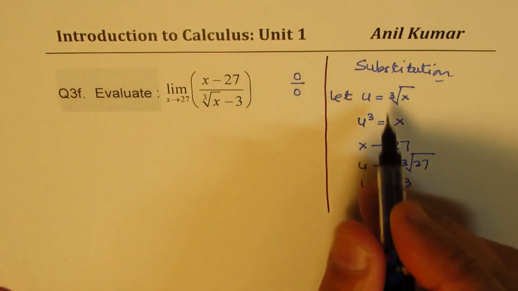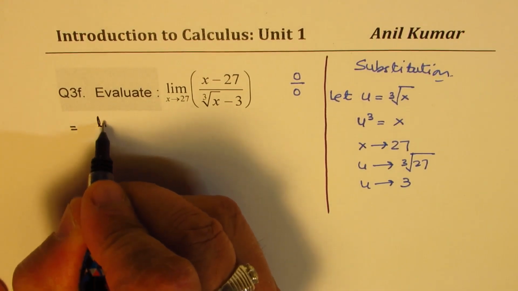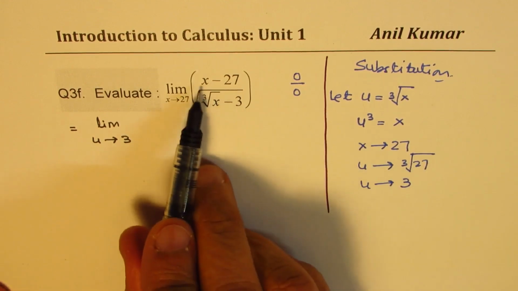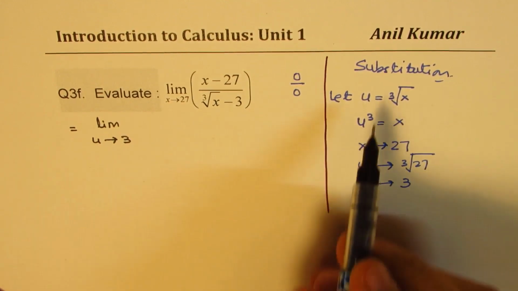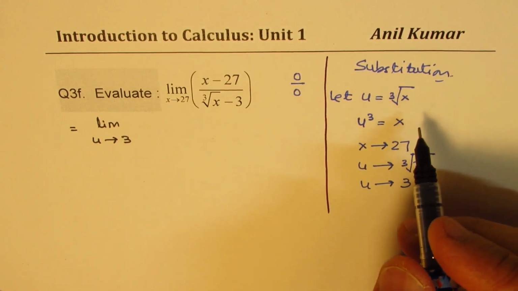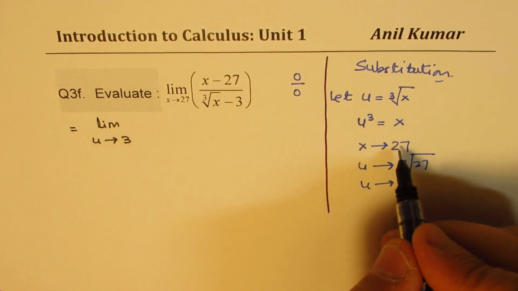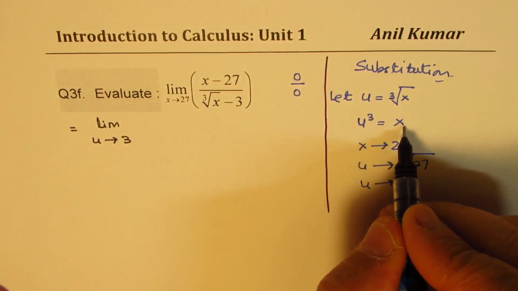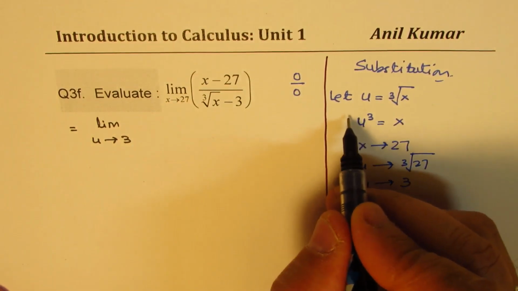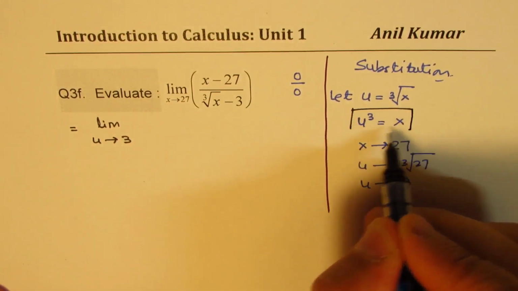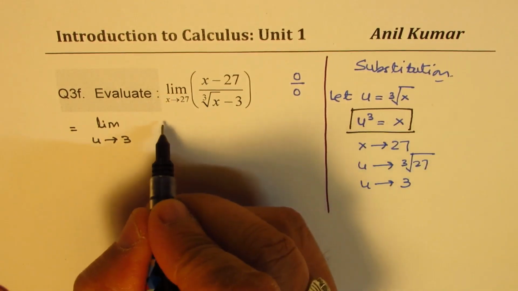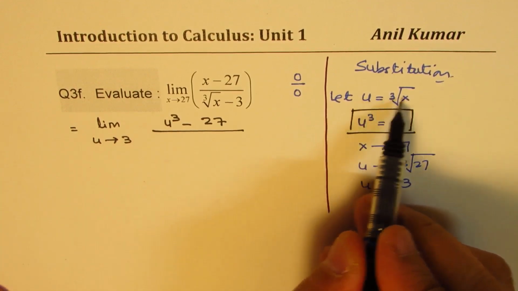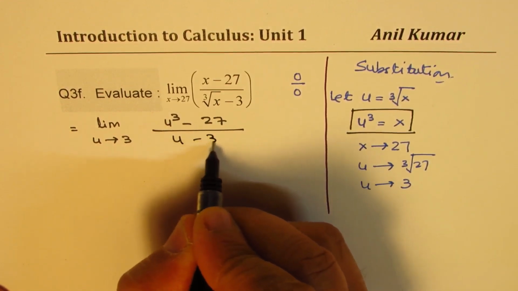So let's rewrite the equation with this substitution. We could write this as the limit as u approaches 3, and since we wrote u cubed as x, instead of x, I'm going to write u cubed. I'm going to make this substitution for x. So we get u cubed minus 27 over, since we have written u as the cube root of x, u minus 3. Do you see that?